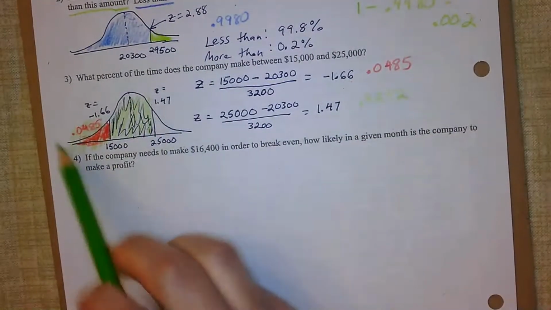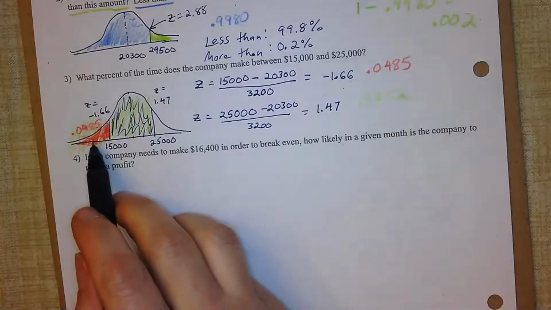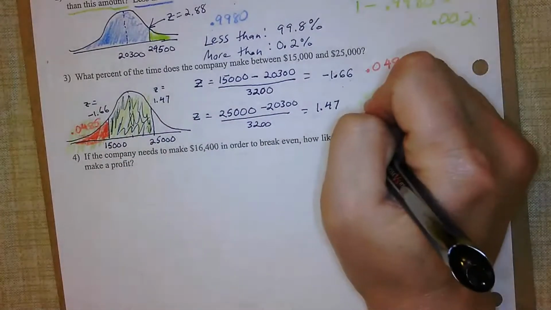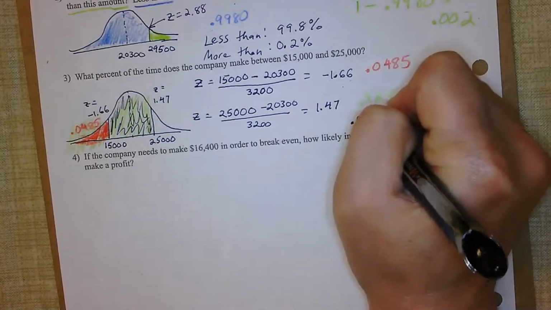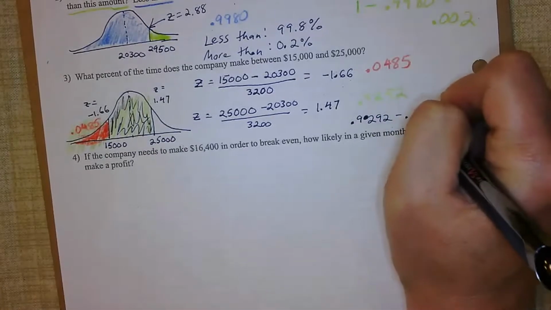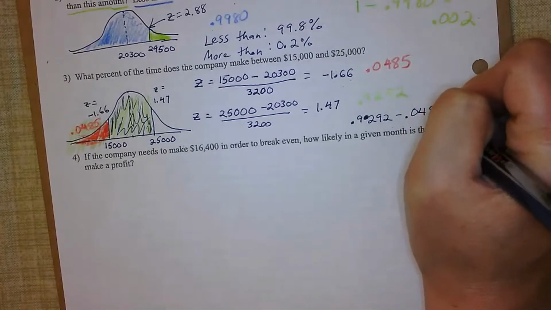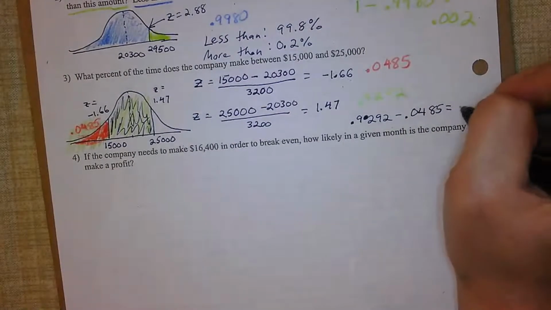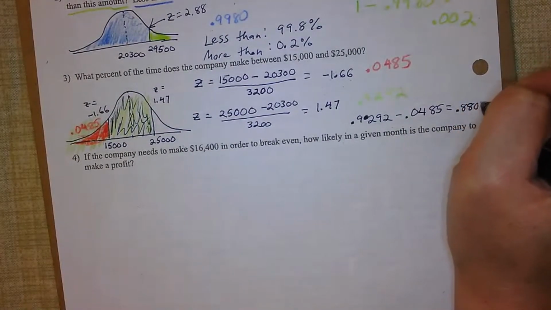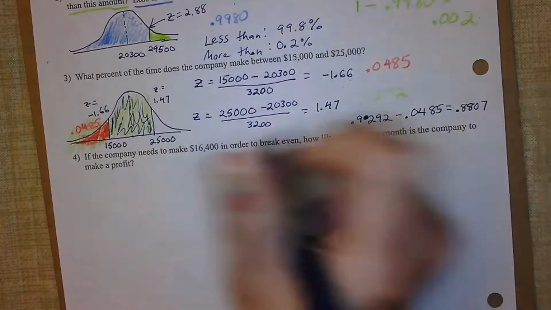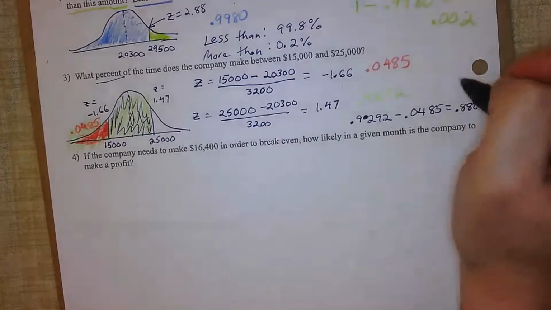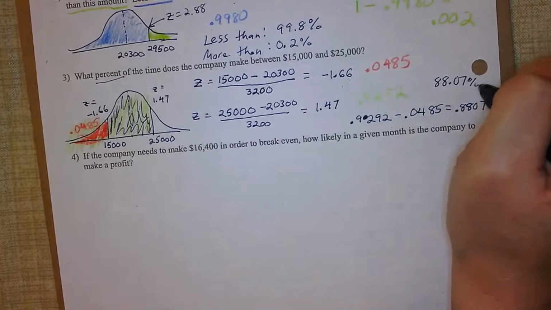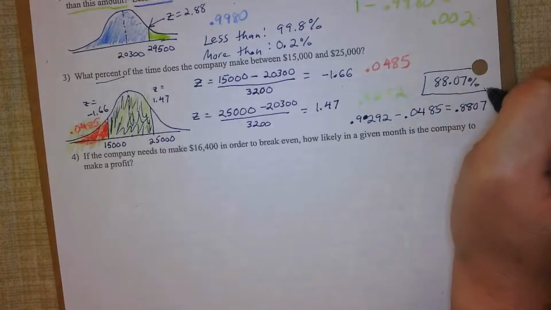So if I know that this whole green area is 0.9292, and I want to get rid of the red area, so I just have where I have shaded with the pen, I'm going to do on my calculator 0.9292 minus 0.0485, essentially like chopping off the red portion. And when I subtract that, I get 0.8807. So what percent of the time? It does say percent, so I want to make sure I report it as a percent. I'm running out of space. Put a nice box around it.